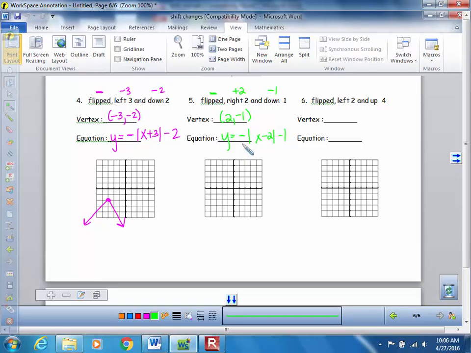And then graphing, you're just going to do what it tells you. It tells you to go right 2, down 1. So I go right 2, down 1, put my point. Then it tells me it's flipped, so that means it's facing down.